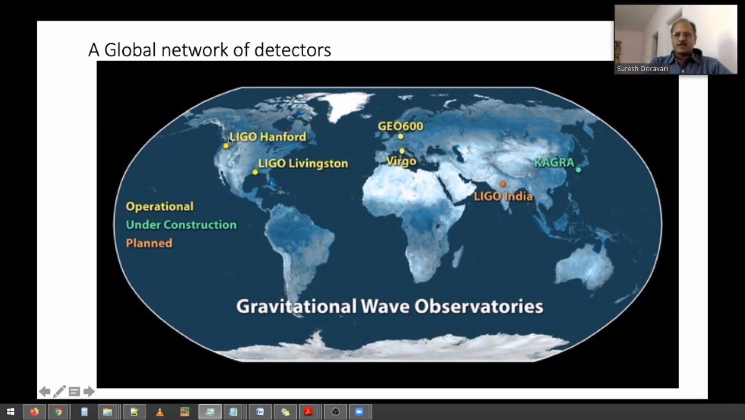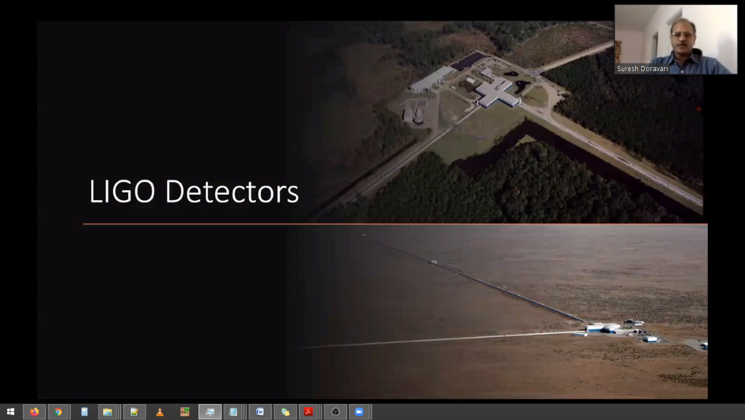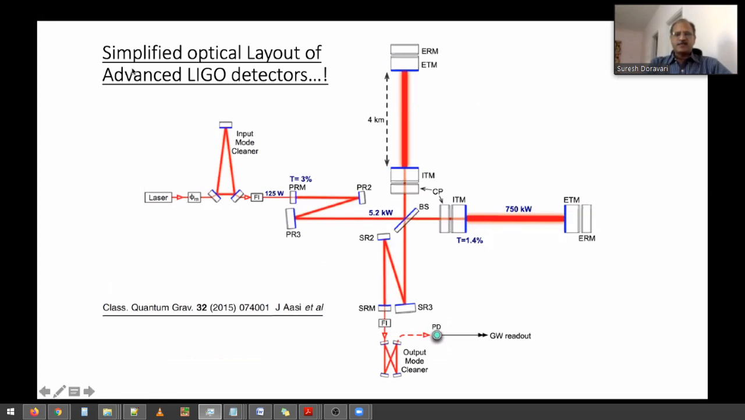So the idea is to construct a network of such detectors and operate them as a global network, like a radio telescope array, because each detector is actually not like a telescope. It's more like an antenna, like a radio antenna. It's not a dipole antenna, but a quadrupole antenna, because gravitational waves are quadrupolar in nature, not dipolar like electromagnetic waves. Now let me tell you a little bit about LIGO detectors and how they work. This is a simplified optical layout of the advanced LIGO detectors.